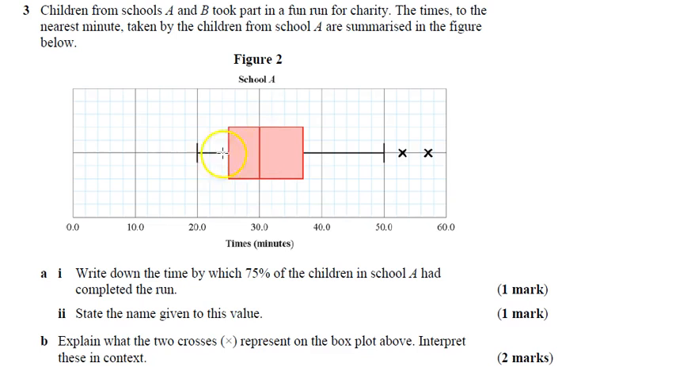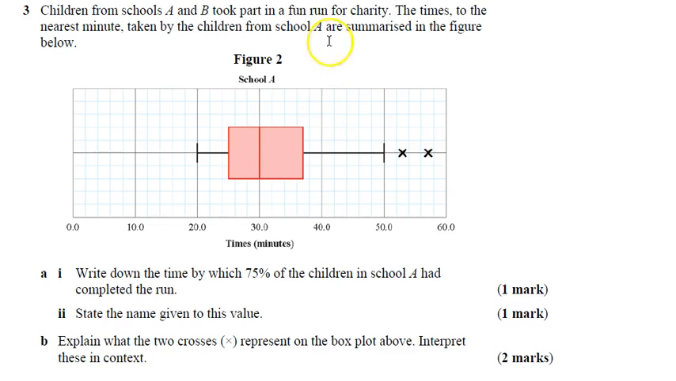And state the name given to this value. It's the upper quartile, so it's nothing exciting. If you thought there was some quite complicated thing there, no, it's just the minimum, lower quartile, median, upper quartile, and the maximum value and outliers. Explain what the two crosses represent. I've already done that. They are outliers.